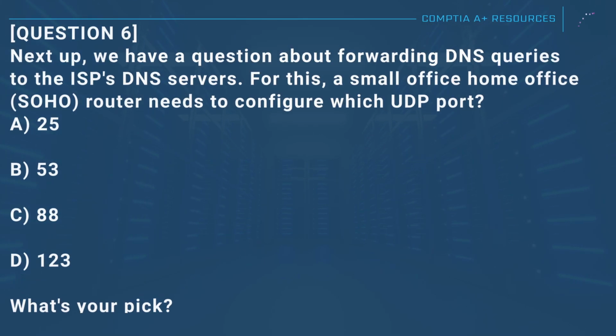Next up, we have a question about forwarding DNS queries to the ISP's DNS servers. For this, a small home office, SOHO router needs to configure which UDP port? A. 25, B. 53, C. 88, D. 123. What's your pick?